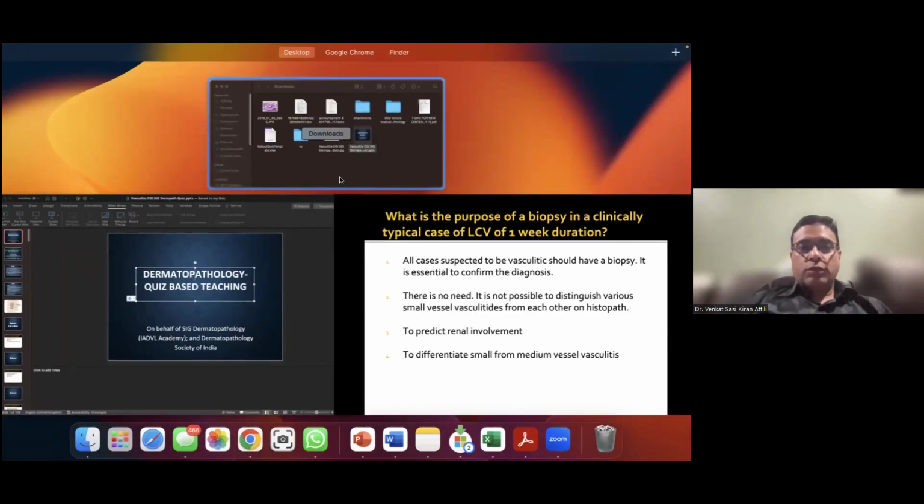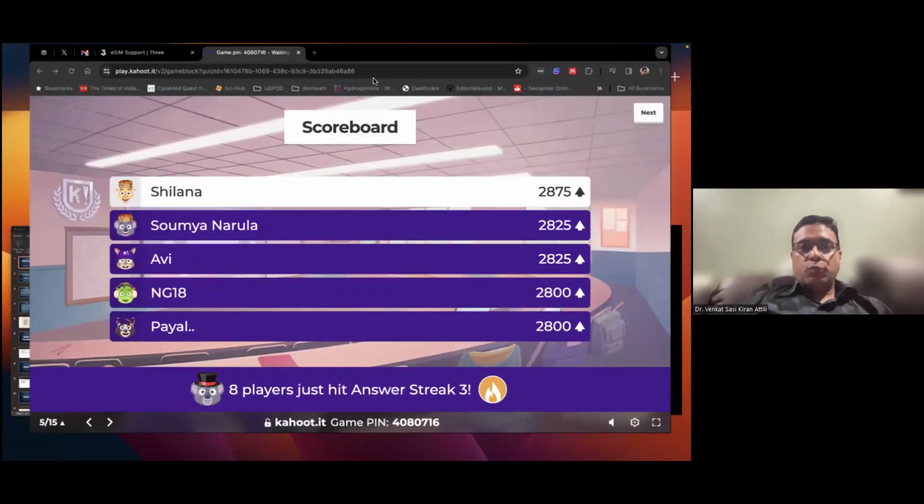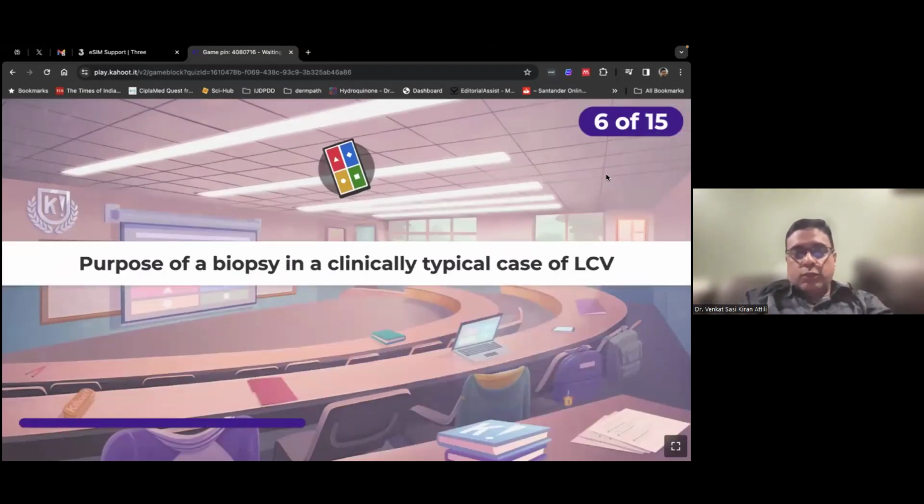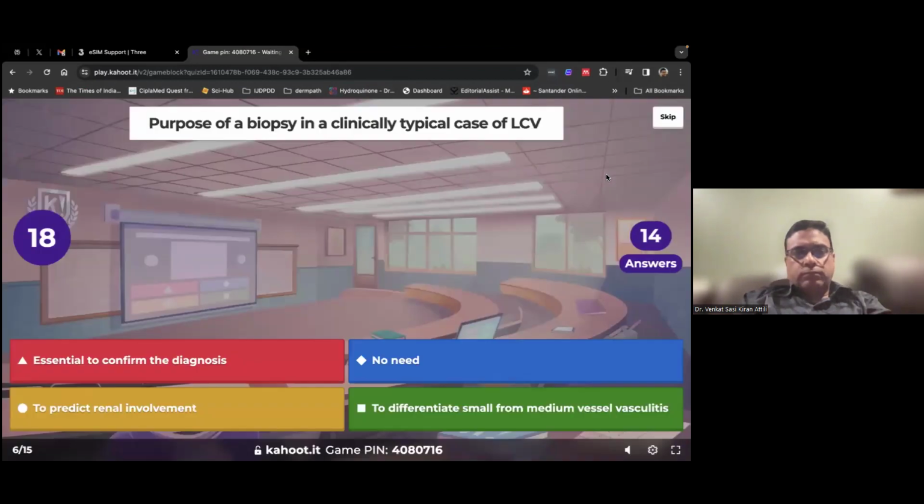Let's go to Kahoot. Don't want to waste too much time. There we go. We're 30 minutes into the lecture. 6 out of 15 questions are done. So essential to confirm the diagnosis, therefore we do it. There's no need to do a biopsy. To predict renal involvement, to differentiate small from medium vessel vasculitis. So what is the purpose of a biopsy in typical case of LCV less than a week's duration?